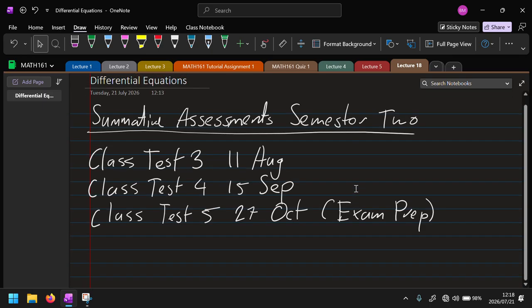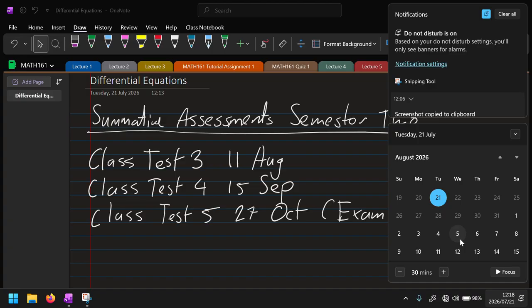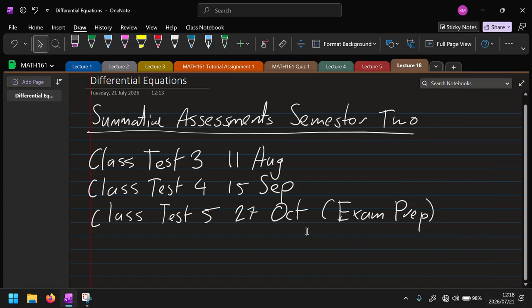Before we start with the new chapter on differential equations, there's just a little bit of admin we need to get through. So firstly, the remaining tests for the year. We're going to have class test 3 on the 11th of August. That's pretty soon, by the way. A couple of weeks. Then class test 4 on 15th September, and class test 5 on the 27th of October.